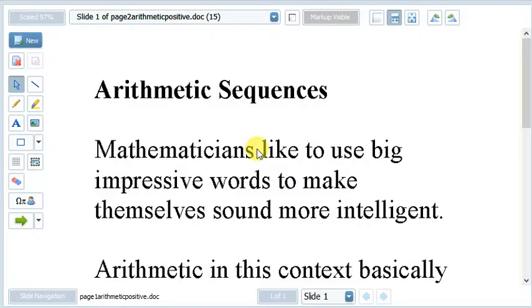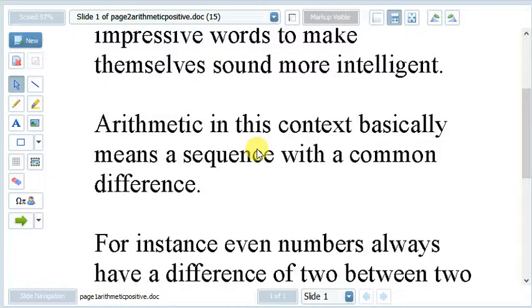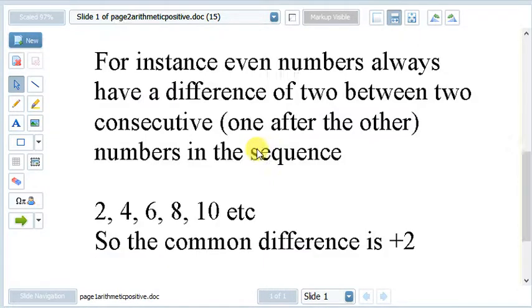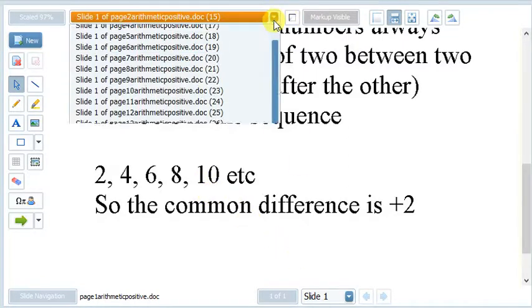Okay, so arithmetic sequences. Mathematicians like to use big impressive words to make themselves sound more intelligent. Arithmetic in this context basically means a sequence with a common difference. For instance, even numbers always have a common difference between them. So an example of even numbers would be 2, 4, 6, 8, 10, and the common difference is plus 2.